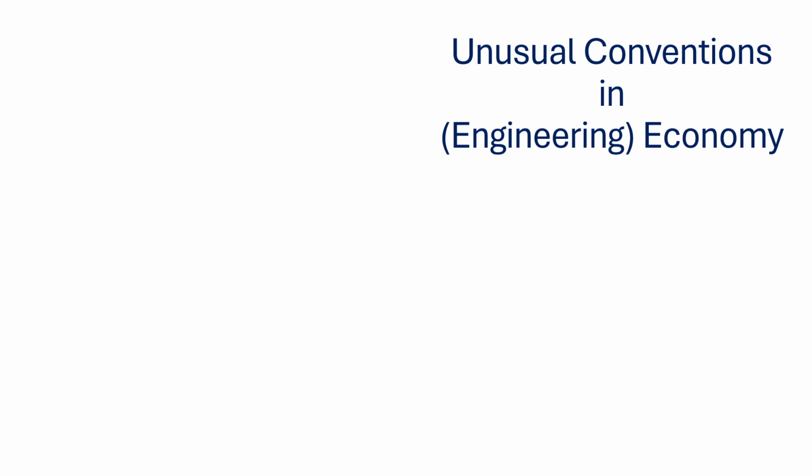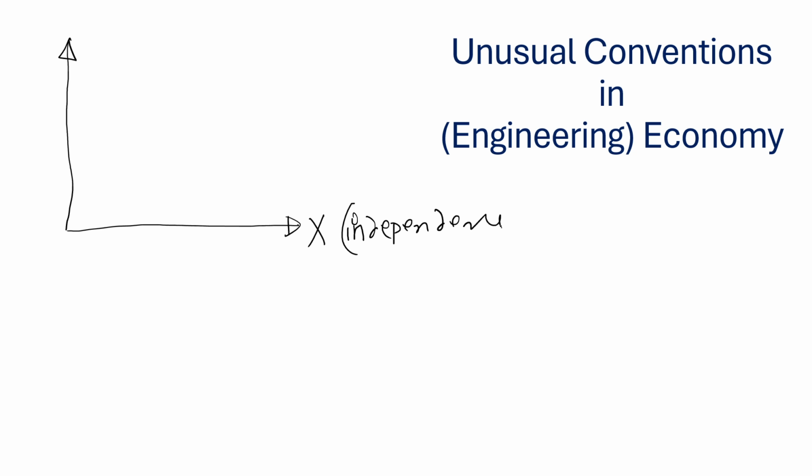The unusual conventions of engineering economy, or any economic analysis, is what we're going to discuss in this video. If you are a science or engineering background student, you might be familiar with the convention that the x-axis is for the independent variable, while the y-axis is used for the dependent variable.